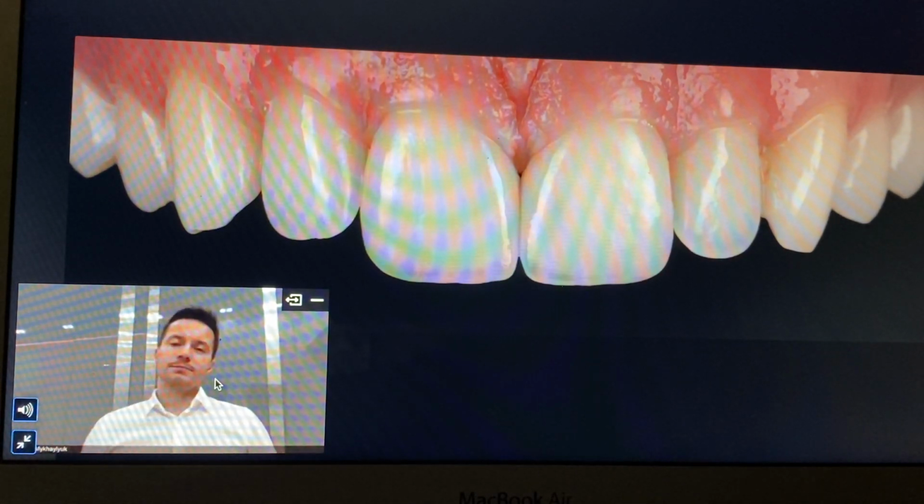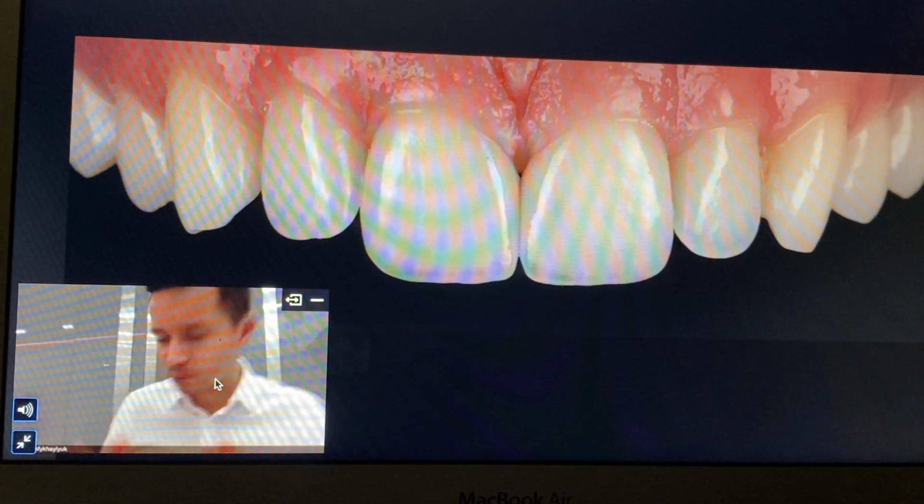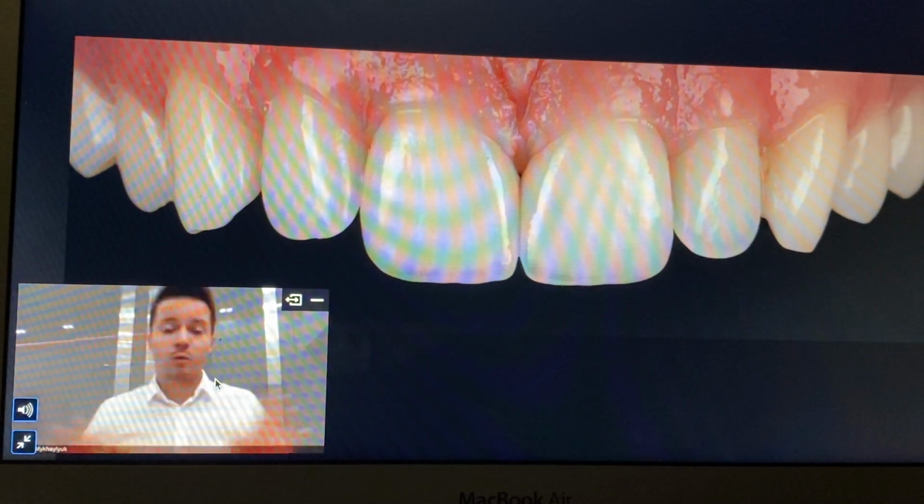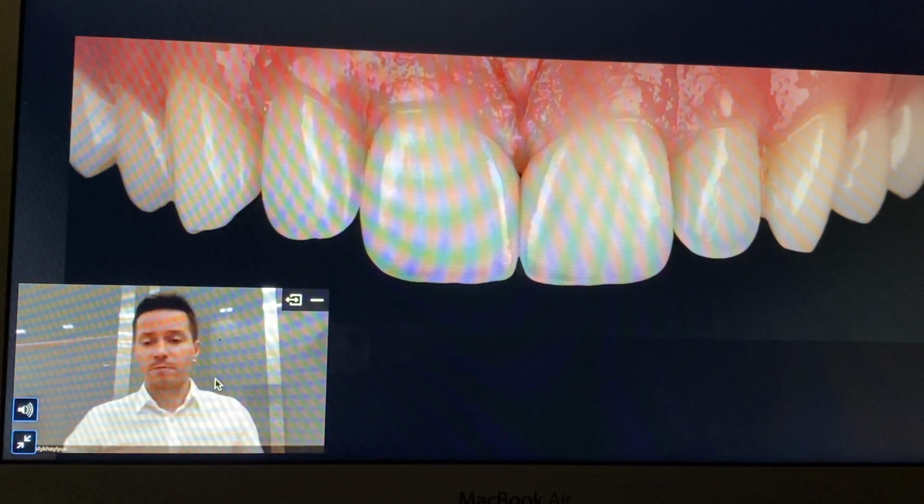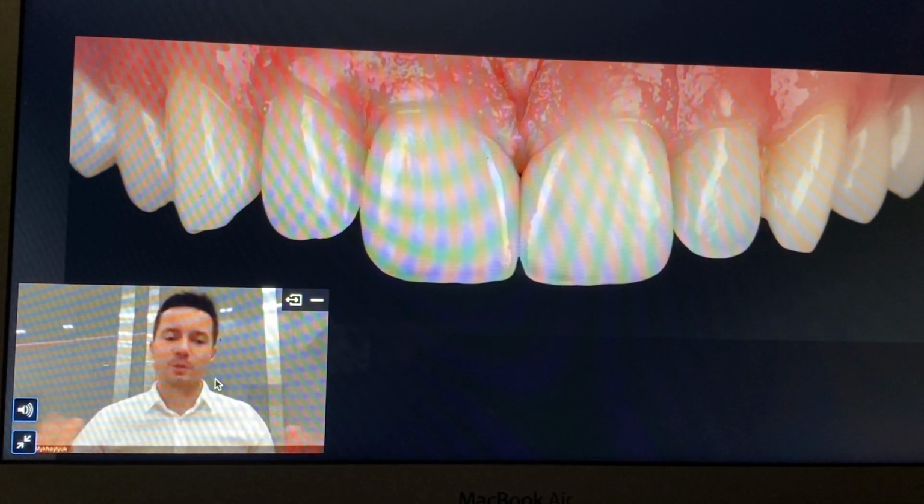With the analog, everything was beautiful. We were doing small cases like this one. We were doing full mouth reconstructions, prosthetics on implants. You can, of course, have beautiful results with the analog. I know many people around the world who are doing great with analog.